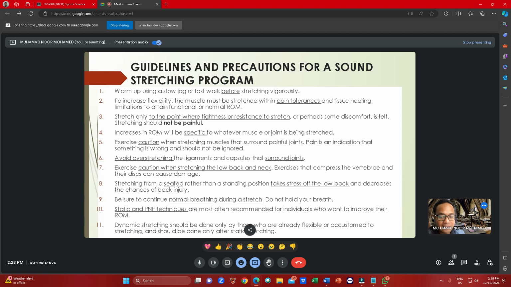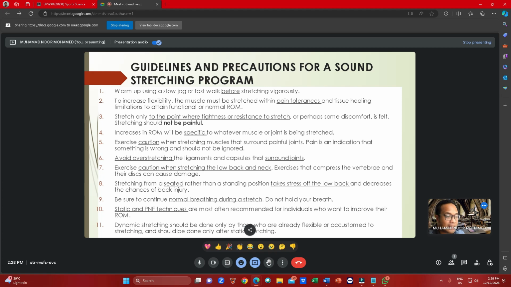Static and PNF techniques are most often recommended for individuals who want to improve their range of motion, and dynamic stretching should be done only by those who are already flexible or accustomed to stretching.